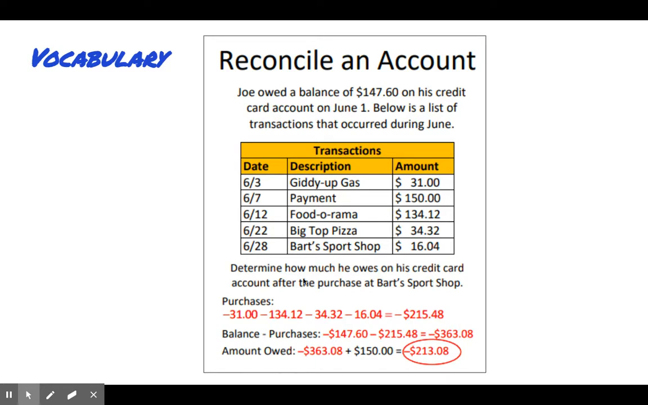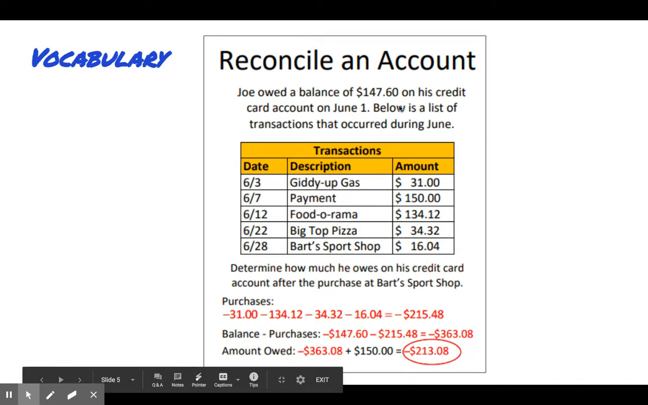So we know that his balance before purchases, where we knew he already owed $147.60. So he had a negative $147 minus 60 cents. And then also subtracting the $215.48 from his new purchases. So we knew on his credit card he owes $363.08. But like I said, he made a payment. So he added some of that money towards his bill, which is $150. So now he only owes $213.08.